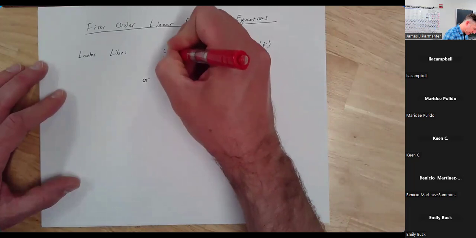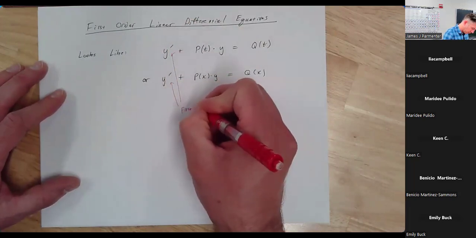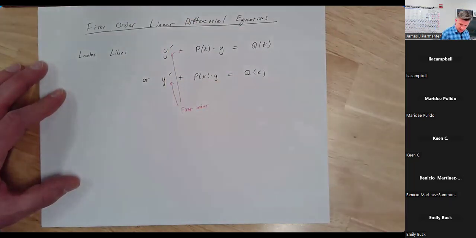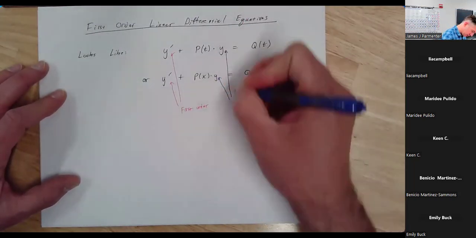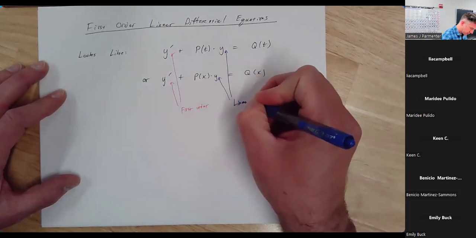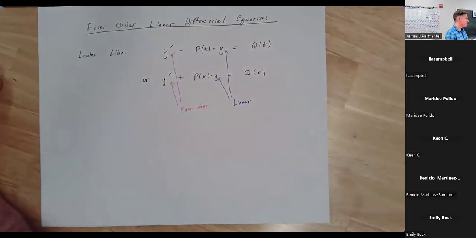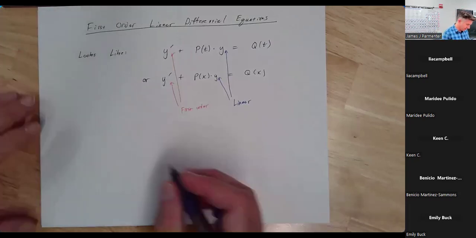That first derivative is what's making it first order. This y to the first right here is what's making it linear. And if we're going to try to do the first order linear differential process, which involves multiplying by an integrating factor, we have to write the differential equation in exactly this format. There is no other way to do it. So let's look at an example.